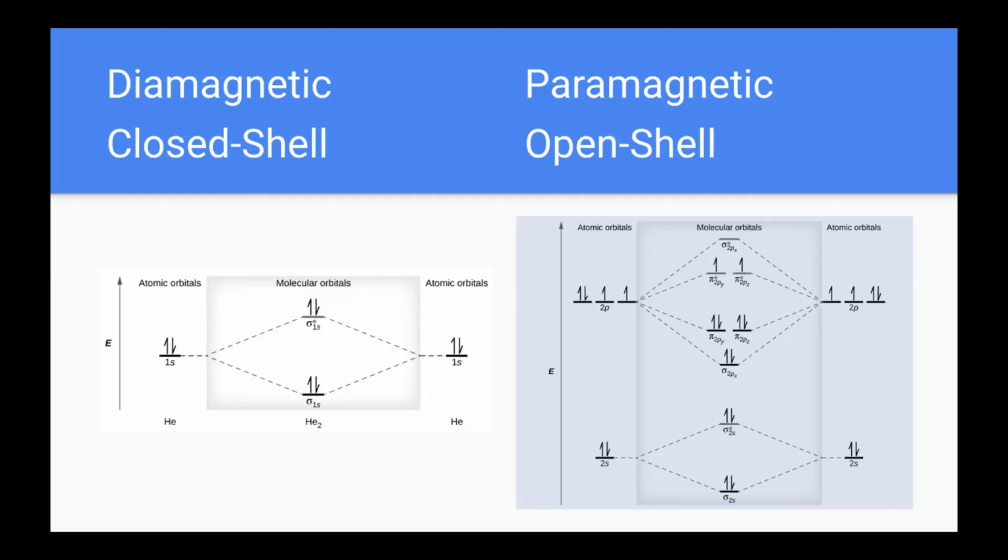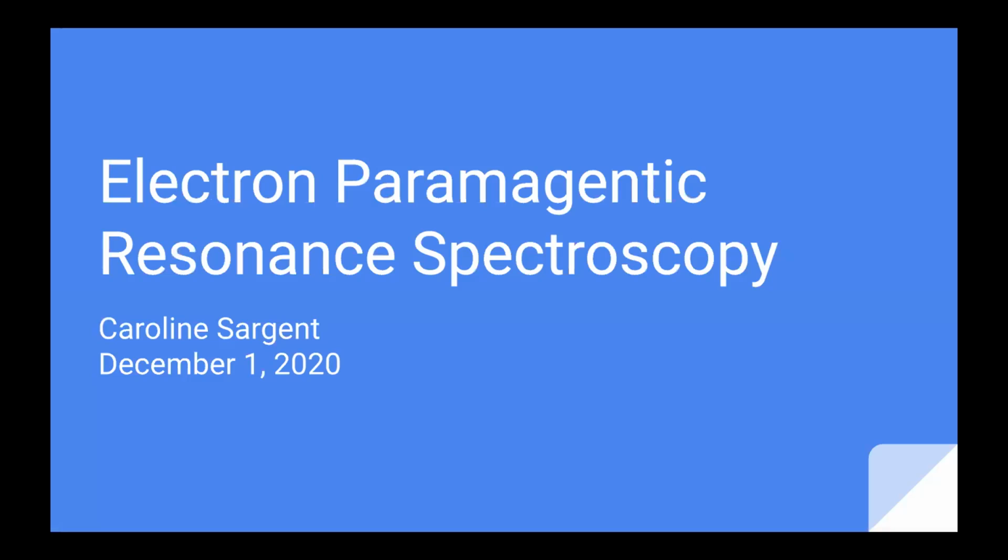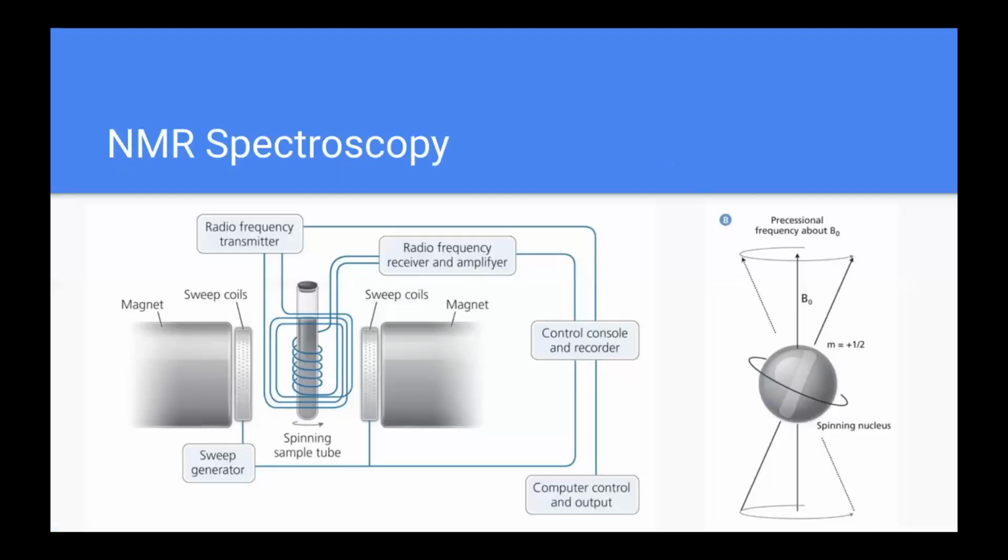Okay, so now we have a good basis for learning about electron paramagnetic resonance spectroscopy. When you look at this name, you see magnetic resonance spectroscopy, and fire alarms should be going off in your head because we learned about something where the name sounds very familiar. What would that be? NMR. NMR, yes. So I stole pictures from Dr. Davis's great lecture to remind you what NMR spectroscopy is.